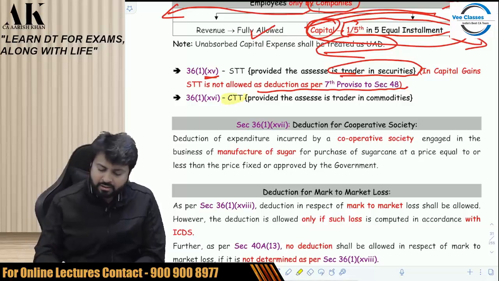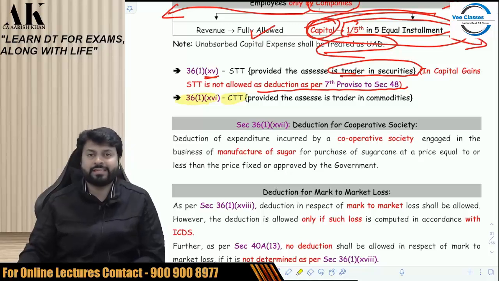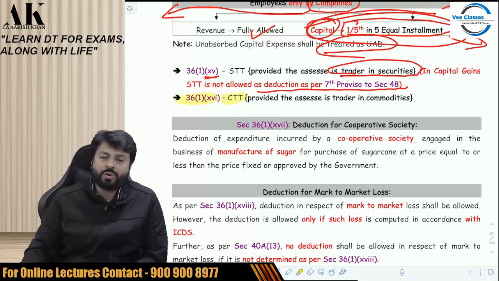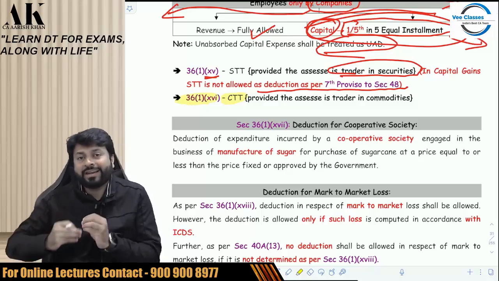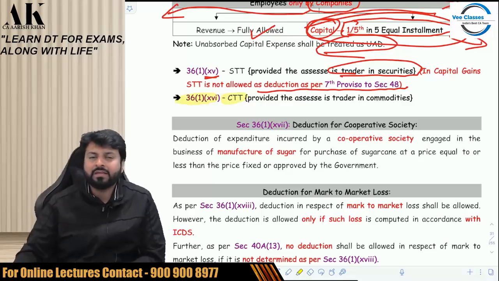Now, similarly, if you are a trader in commodities, then also you will get deduction of commodity transaction tax under section 36(1)(16). So you will get a deduction of what? Commodity transaction tax under section 36(1)(16) if you are a trader in commodity. Okay. So there are so many people who trade in the commodity market also, MCX. I hope you would have heard about it. The way we trade in BSE and NSE for securities.